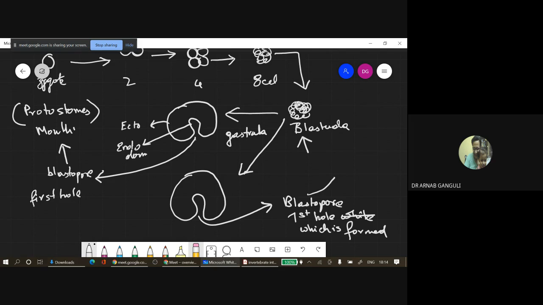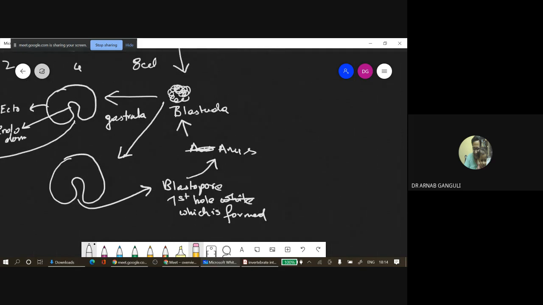If the first hole, the first blastopore, forms the anus, they are known as deuterostomes. Another meaning of deuterostome is second mouth.